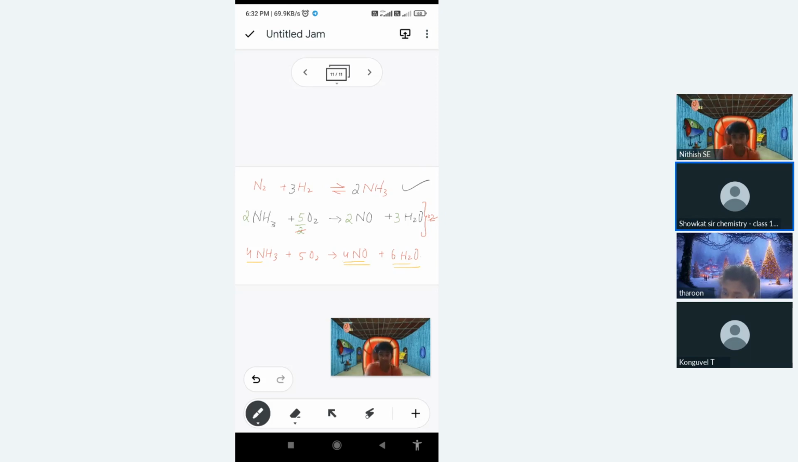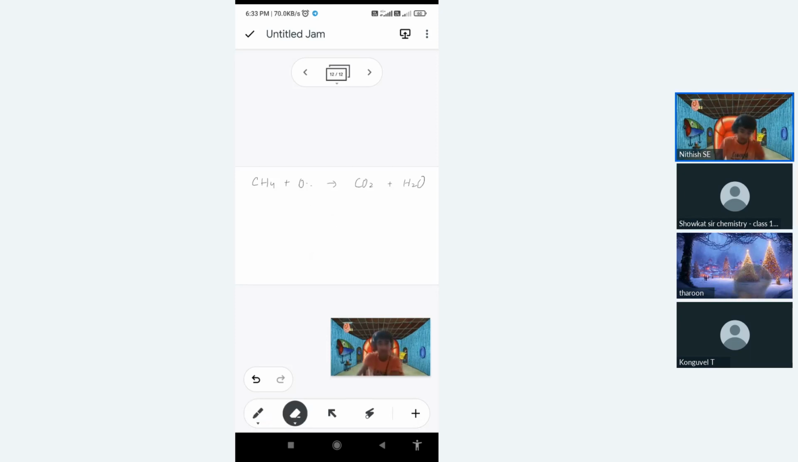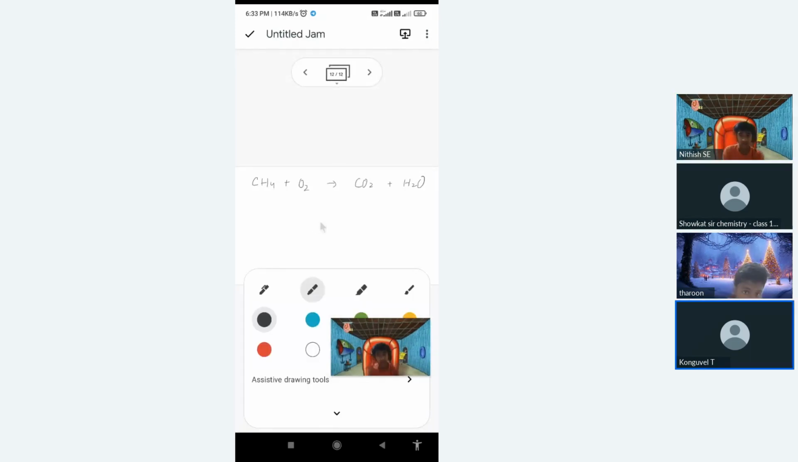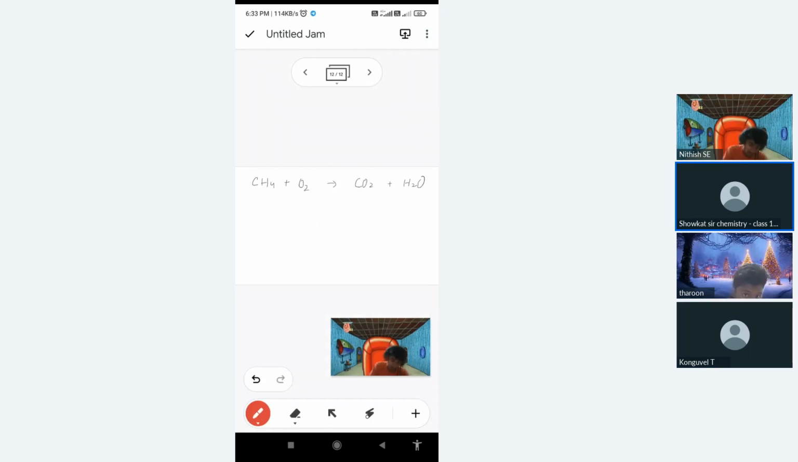Okay, so let me give the next example. Methane reacts with oxygen and forms carbon dioxide and water. Can you balance this? It is easy. One second, please don't tell the answer yet. Two seconds, you can tell the answer. It is very easy. I hope all of you should be able to do it.